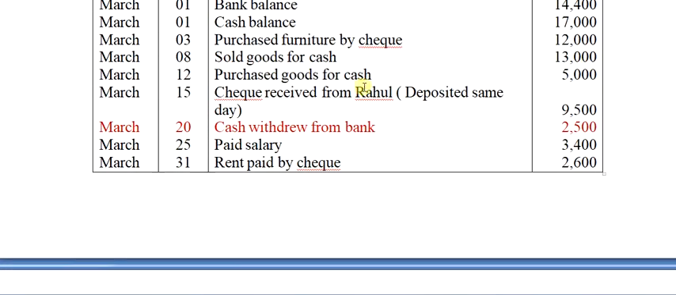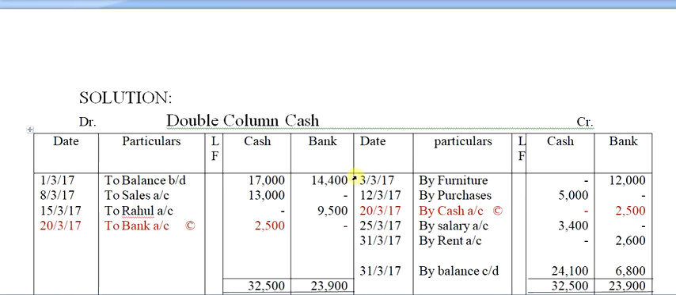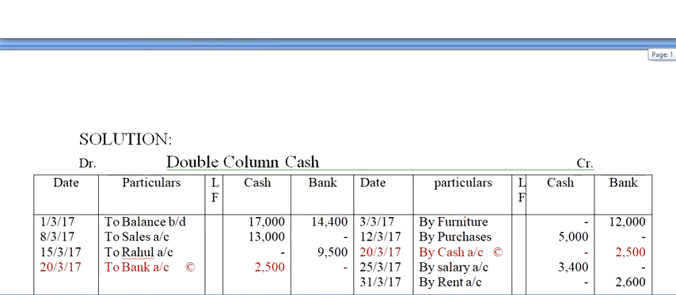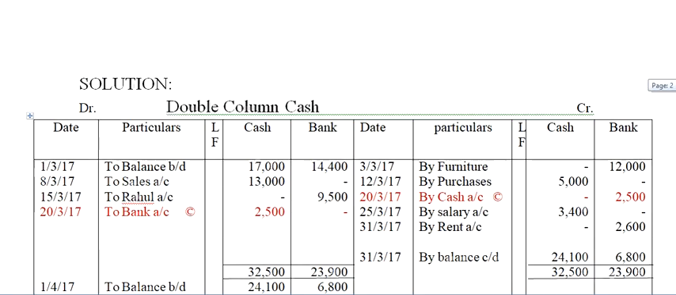See here. March 1st bank balance, how much we have? 14,400. We have considered a by balance brought down 14,400 on March 1st 2017. What is the next point they given? On March 1st cash balance 17,000. Same balance brought down itself. What happens here? To balance brought down 17,000 in the cash column we have recorded.